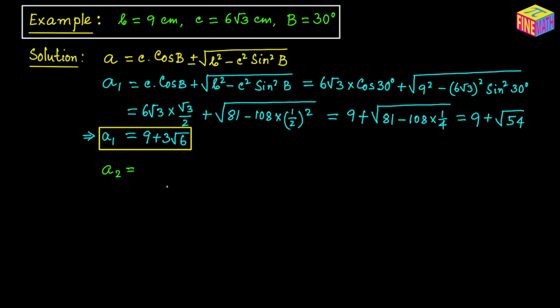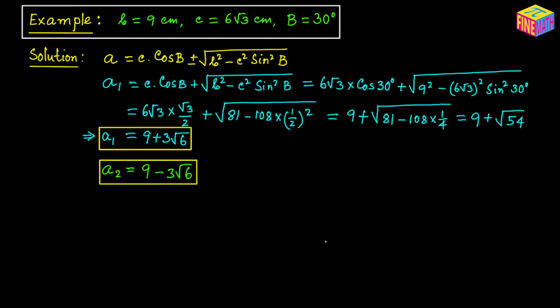Well, the only difference would be in the plus sign and the minus sign. In this case we are going to take the minus sign after the C times cosine of B and before the big square root. So the value will be exactly the same except for the sign, because the first term evaluated to 9 and the second term evaluated to 3 times the square root of 6, and in this case we use the minus sign. So the value of A sub 2 will be 9 minus 3 times the square root of 6.